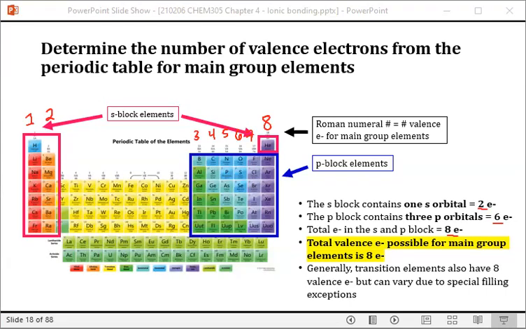If all of their S block is filled up and all of their P block is filled up, they max out at 8. Because if you went to the next series down, you'd increase the principal quantum number by going down a row. And so in general, main group elements can have up to 8 valence electrons. Transition elements generally also have 8, but because there are some special filling exceptions, on occasion transition elements will have a number other than 8 valence electrons possible.